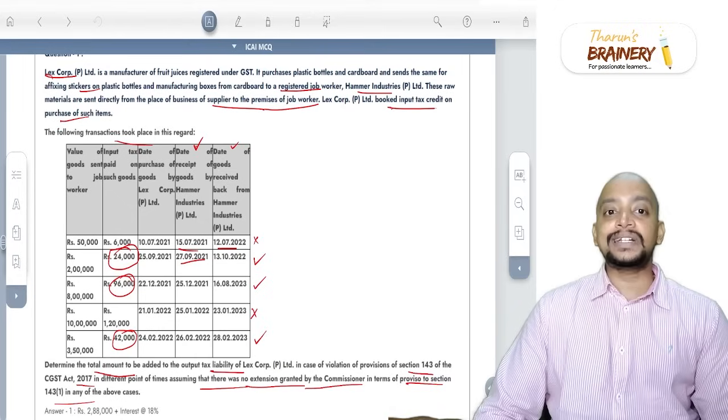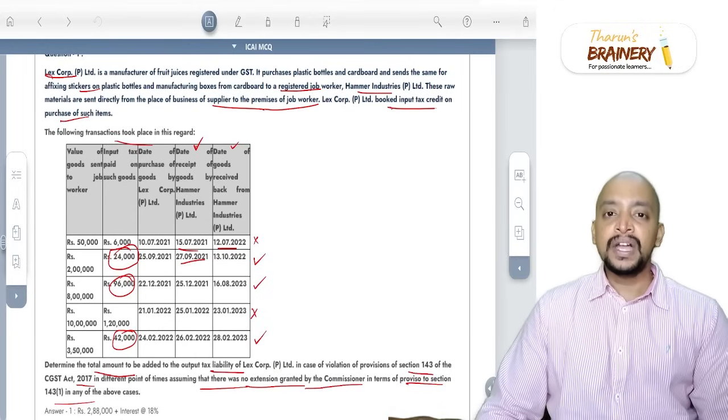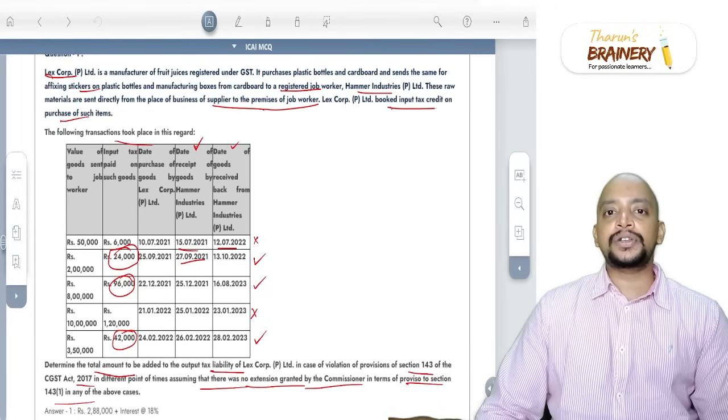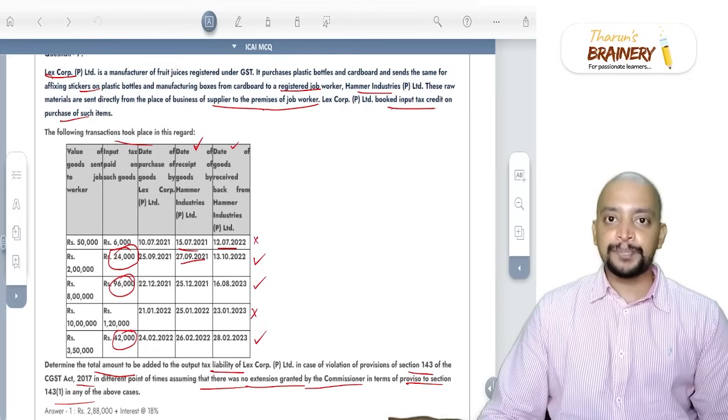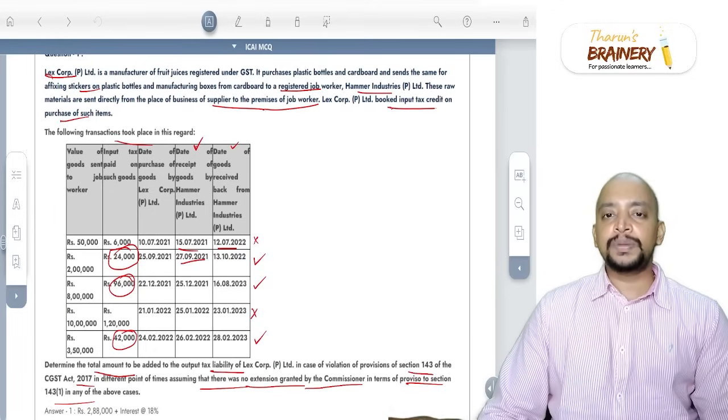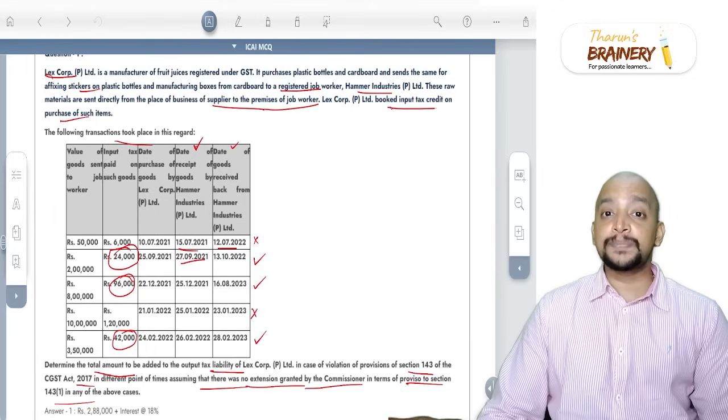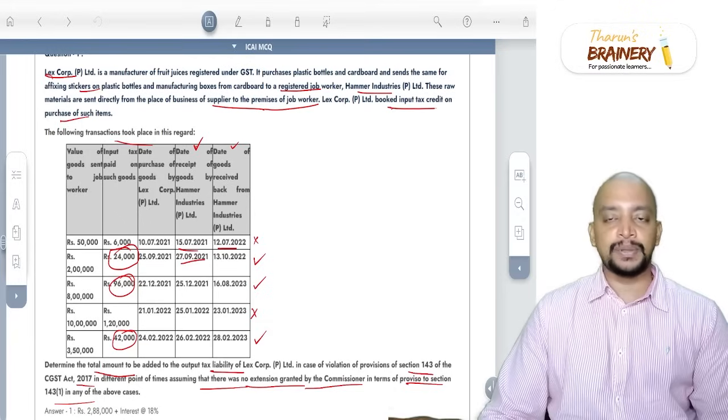These raw materials are sent directly from the place of business of the supplier to the premises of the job worker. Usually when goods are sent on job work, the processed goods should be returned back to the principal's place within 1 year, and it can be extended for a further period of 1 year. And this 1 year should be counted from the date it is dispatched to the job worker by the principal.